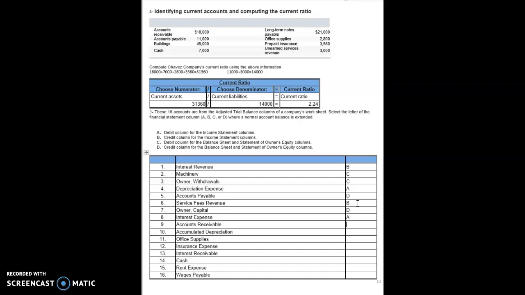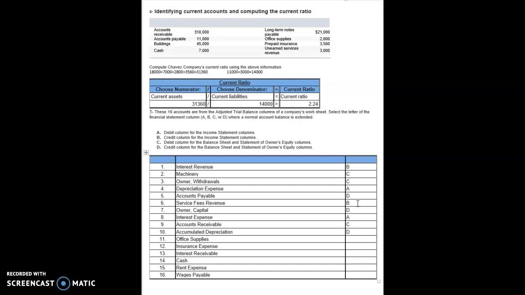Accounts receivable has a debit balance and it goes on the balance sheet. So that's going to be column C. Accumulated depreciation. So this is a contra asset. So that means it has the opposite balance of a normal asset. Normal assets have a debit balance. So this is going to have a credit balance. And we're going to find it on the balance sheet. So it's going to be column D that we're going to list it.